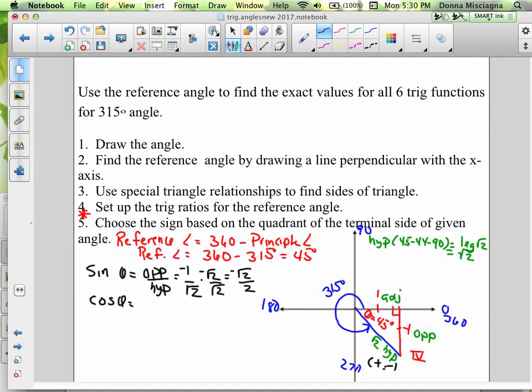Cosine theta uses adjacent over hypotenuse. So that's going to be +1 because it uses the x, and the x is positive, over the square root of 2. And then, of course, we'll rationalize it. And so that will be the square root of 2 over 2.